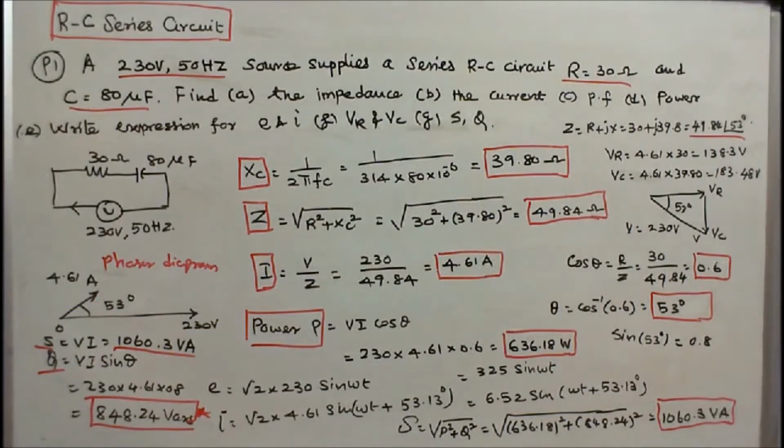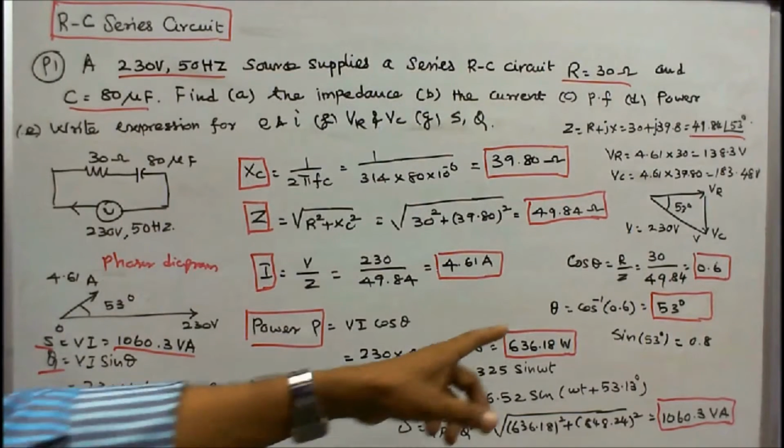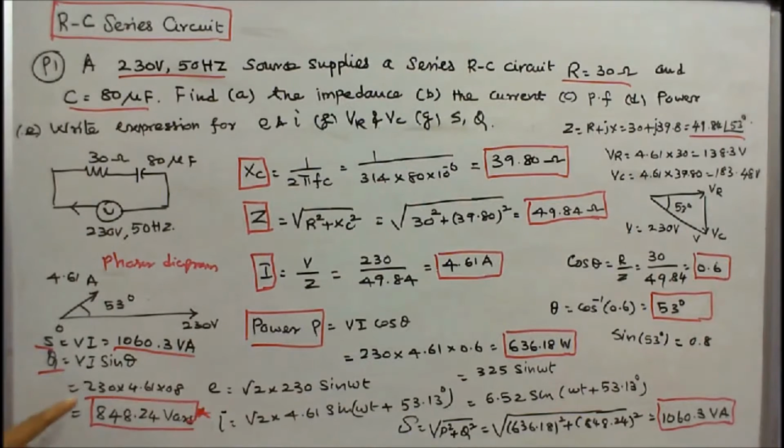The next is I have to find the apparent power. Apparent power S is equal to V into I, 230 into 4.61, that is equal to 1060.3 volt amperes. Reactive power Q is equal to VI sin theta. Here sin 53 is equal to 0.8. 230 into 4.61 into 0.8 is equal to 848.24 volt ampere reactives.